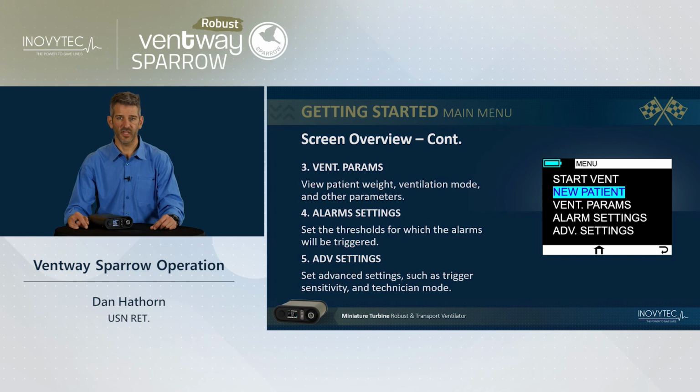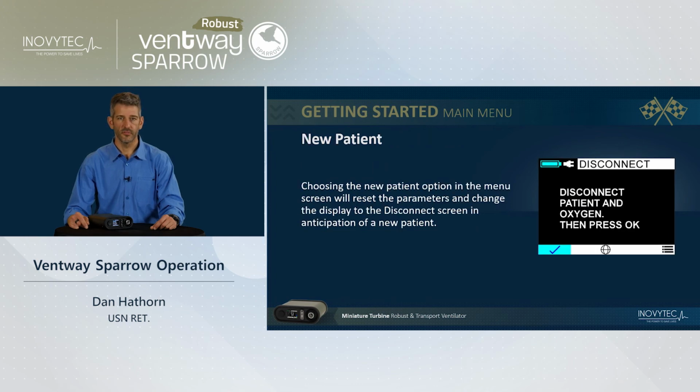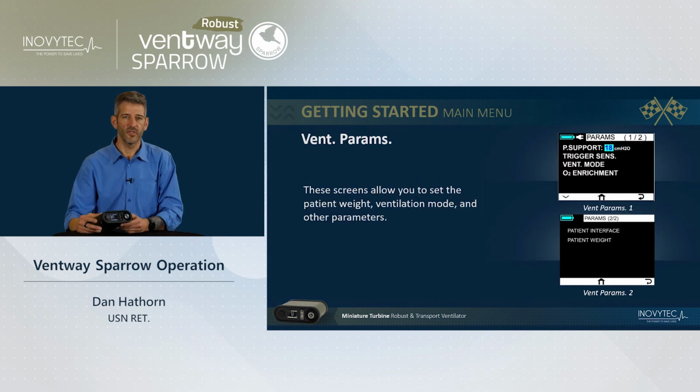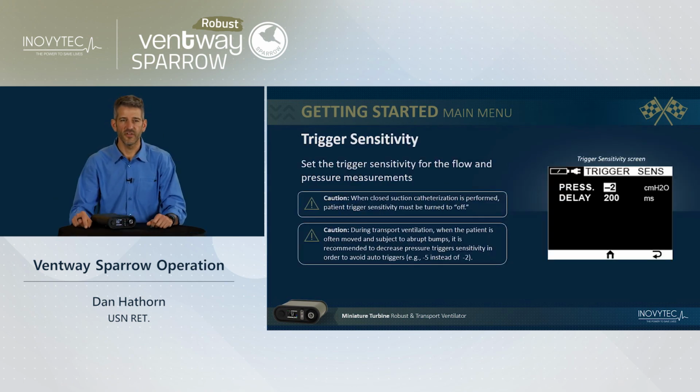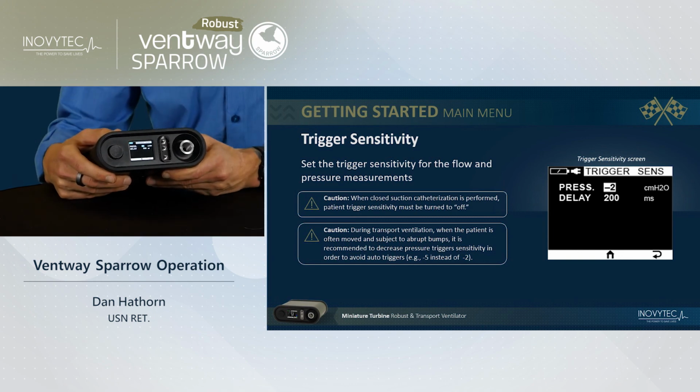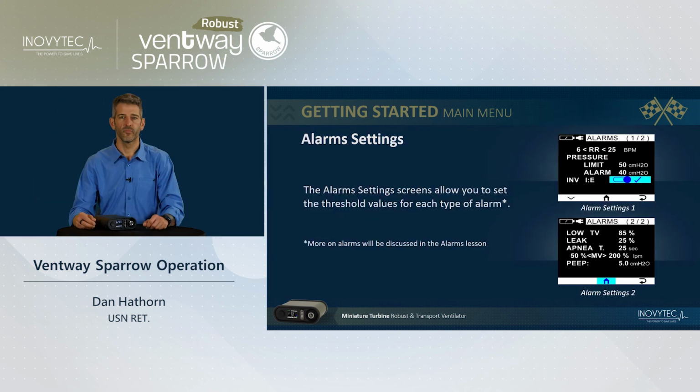5. Advanced settings. New patient. Choosing the new patient option in the menu screen will reset the parameters and change the display to the disconnect screen in anticipation of a new patient. Vent parameters. These screens allow you to set the patient weight, ventilation mode, and other parameters. Trigger sensitivity. Set the trigger sensitivity for the flow and pressure movements. Alarm settings. The alarm settings screen allow you to set the threshold values for each type of alarm.